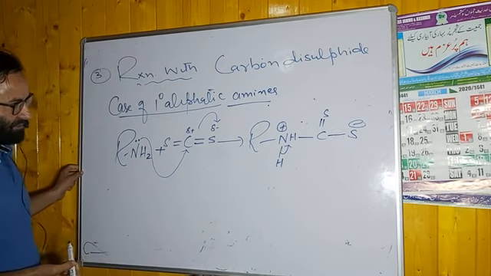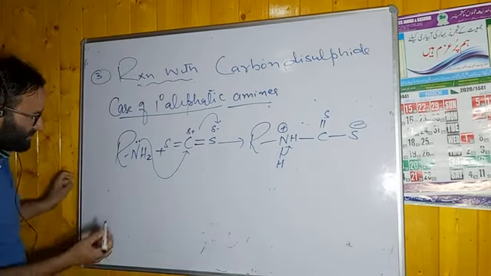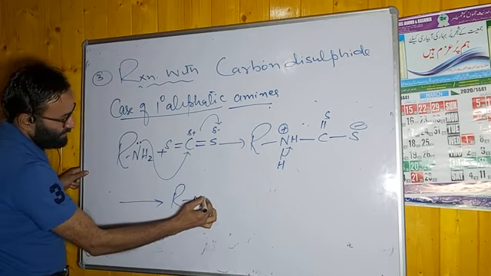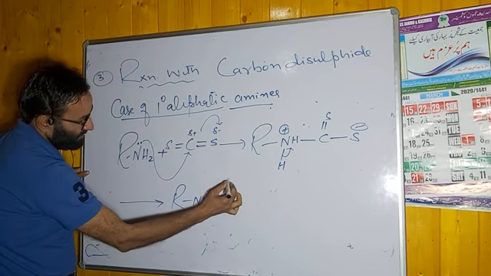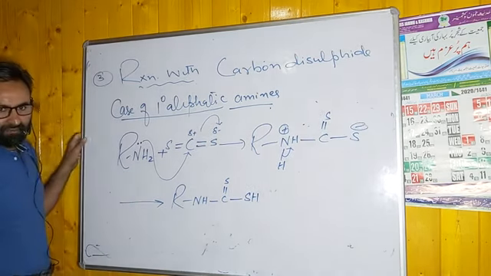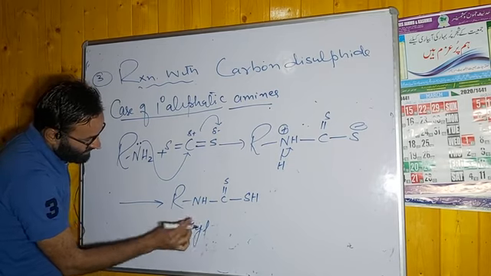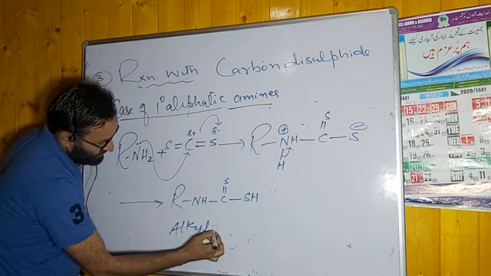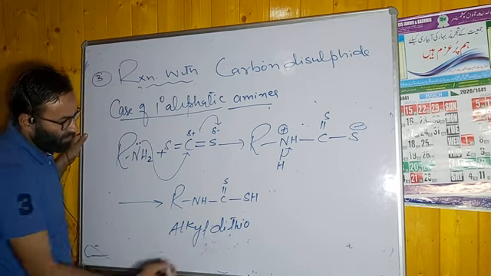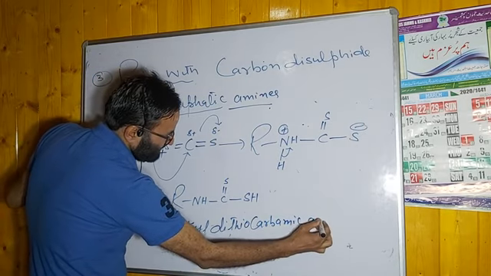It cannot sustain the plus charge. There will be a shift of electrons towards the nitrogen. H plus will come out and combine with sulfur. What will happen? You get R-NH-C double bond S, SH. This intermediate is known as alkyl dithiocarbamic acid. Carbamic acid. Remember this point.